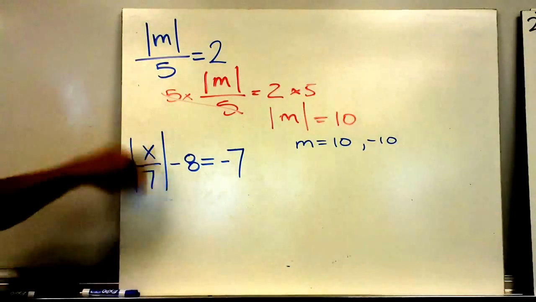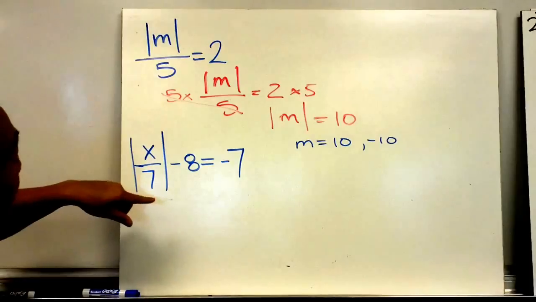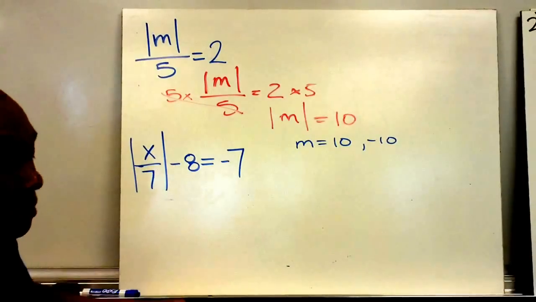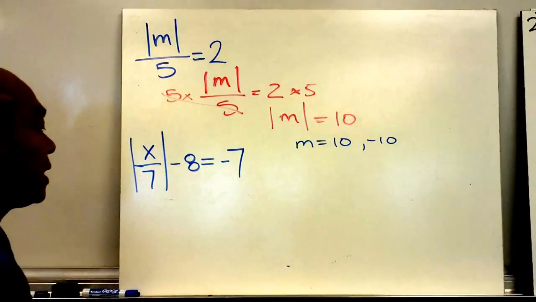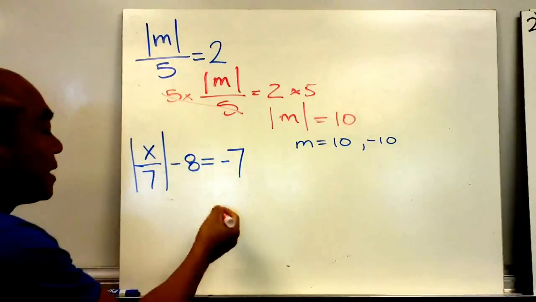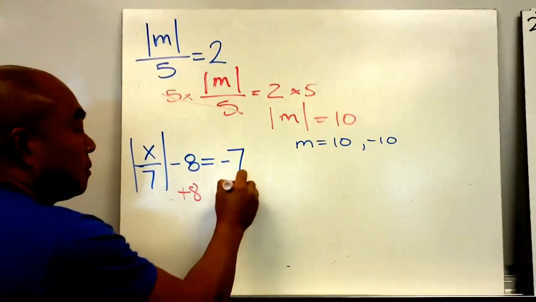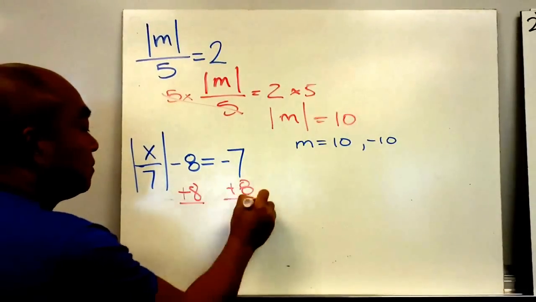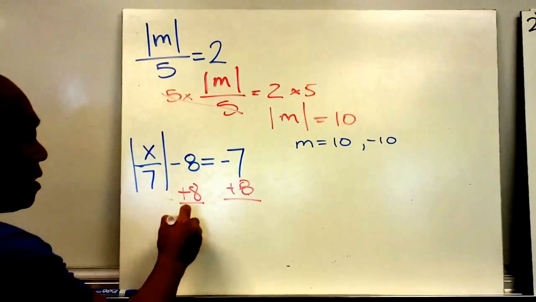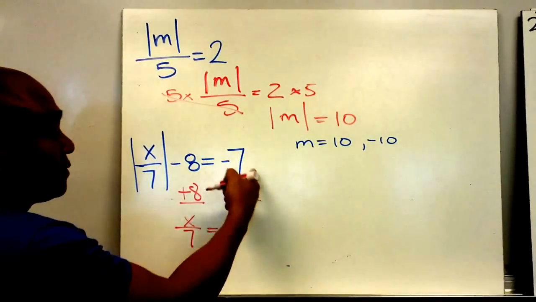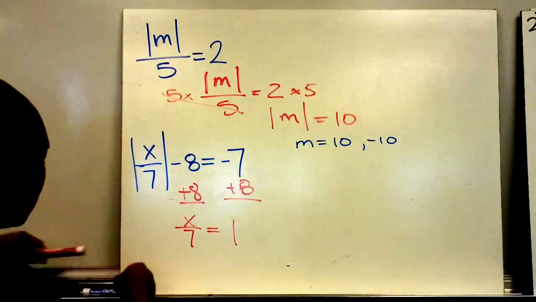Alright, so have a look at here. So here I have absolute value of x divided by 7, subtract 8, equals negative 7. So here, first of all, we're going to go ahead and get rid of the minus 8 by adding 8 to both sides. And we're going to add 8 to both sides. Here I have x over 7 is equal to 1. Negative 7, positive 8. That's going to give us 1.